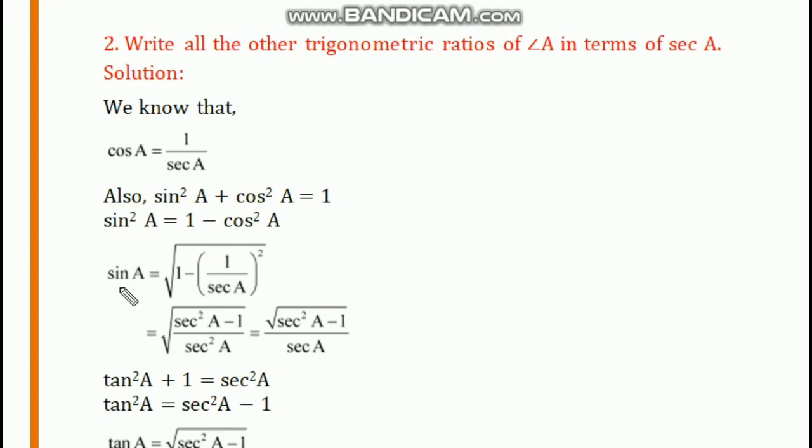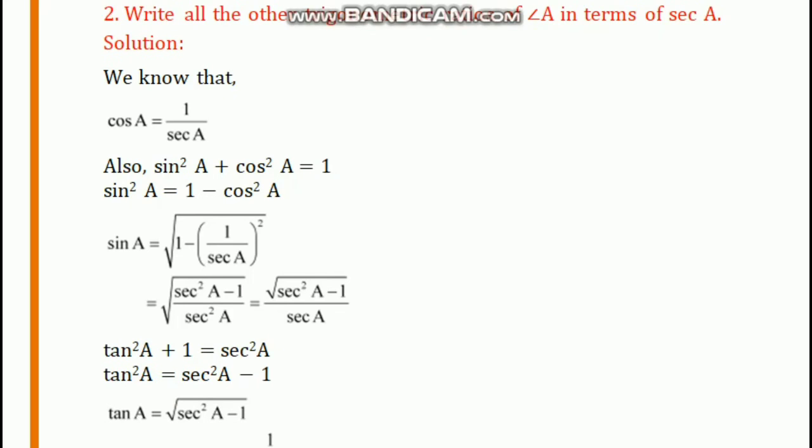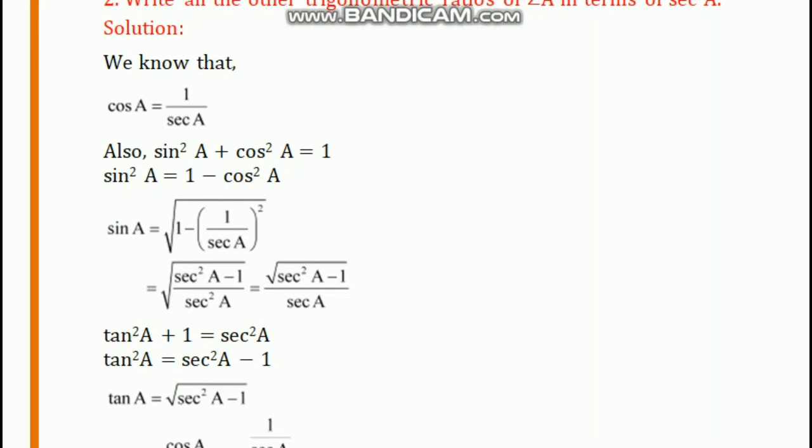Next we need to find tan. For tan, we know the identity tan square A plus 1 equals secant square A. Okay. So for this identity, if you transpose plus 1 to the right hand side, we will get secant square A minus 1, or directly you can write tan square A equals secant square A minus 1. Then the square transposed to the right hand side will give a square root. So tan A equals square root of secant square A minus 1.